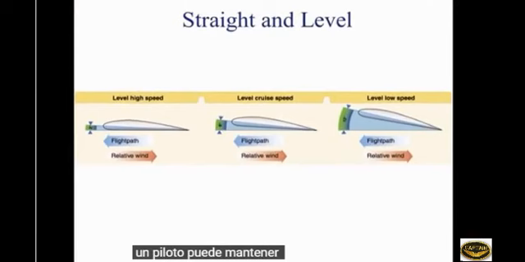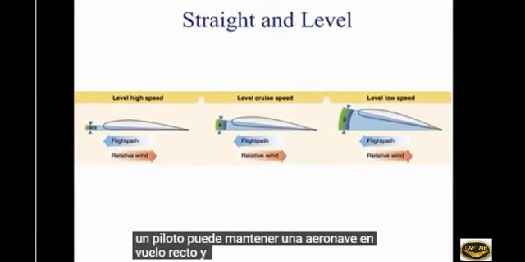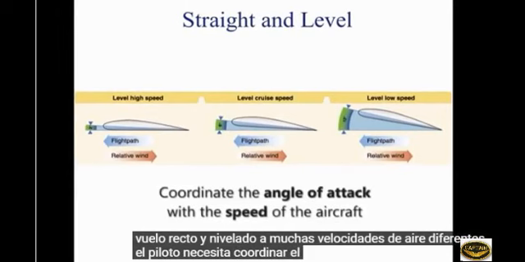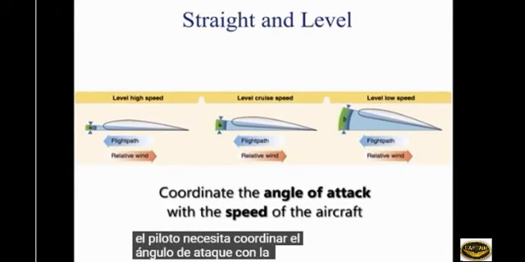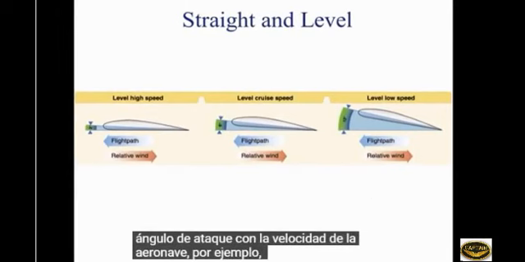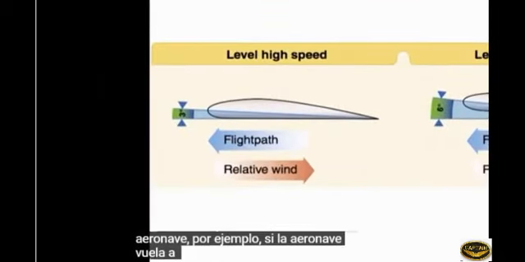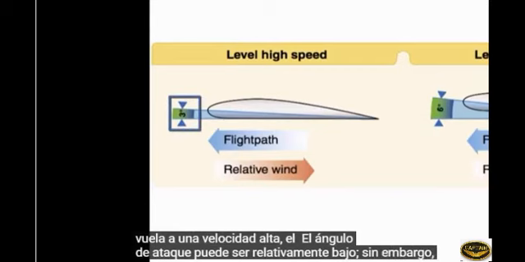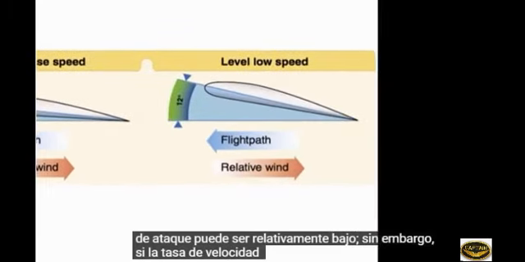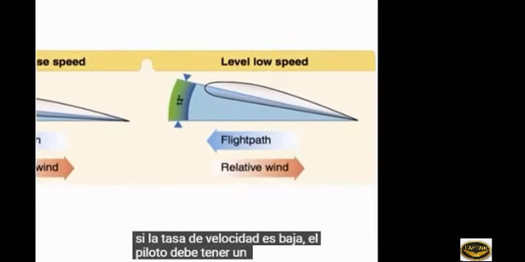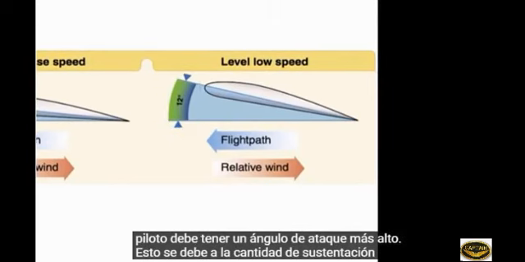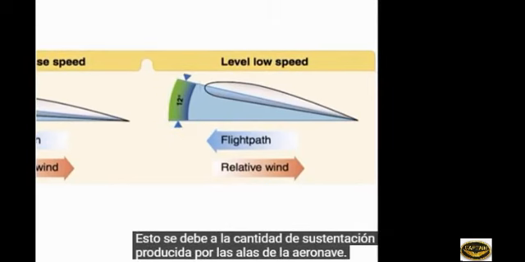A pilot may hold an aircraft in straight and level flight at many different airspeeds. The pilot needs to coordinate the angle of attack with the speed of the aircraft. For example, if the plane is flying at a high rate of speed, the angle of attack can be relatively low. However, if the rate of speed is low, then the pilot must have a higher angle of attack. This is caused by the amount of lift produced by the wings of the aircraft.